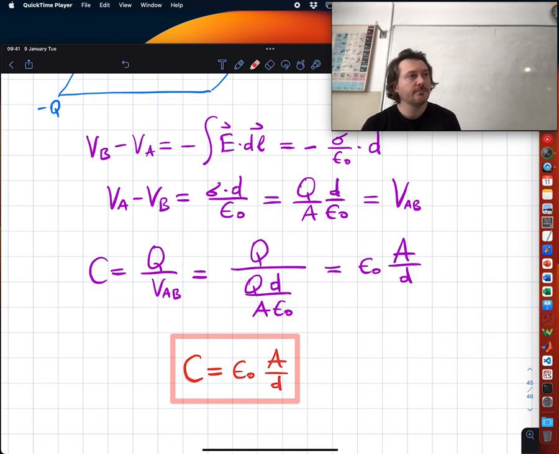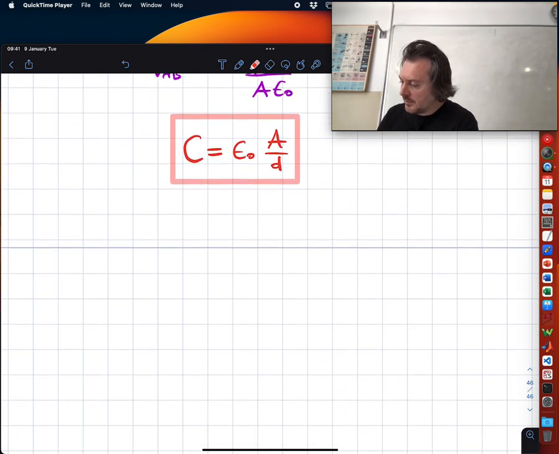Yes? Good? So this was parallel plate. Any questions? What if I have a spherical capacitor? Let's have a spherical capacitor.